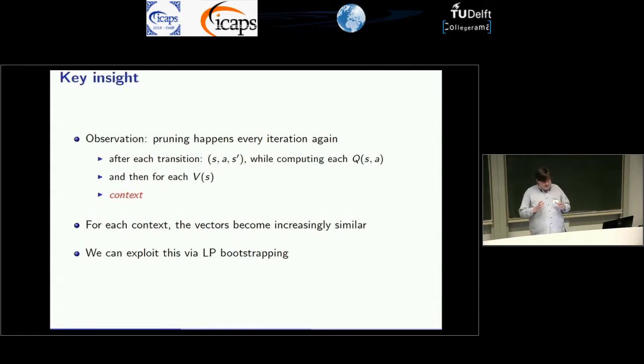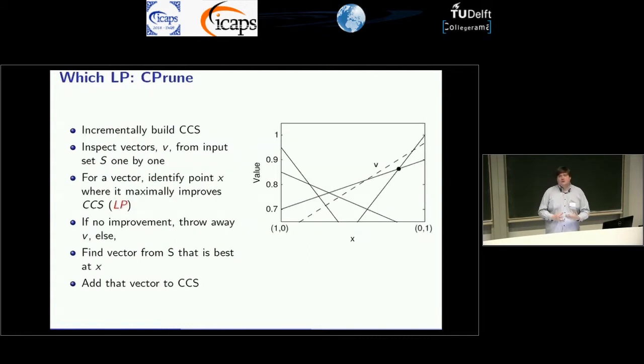And so this provides us a certain context, so this (s, a, s'), and just s, and these are contexts, and within these same contexts, the linear programs become increasingly similar. And we can exploit this by bootstrapping the LPs we use for this pruning. So, where then do we exactly prune? Well, first of all, before we prune, we compute a big set of all kinds of vectors, and we're trying to remove vectors that we don't need.